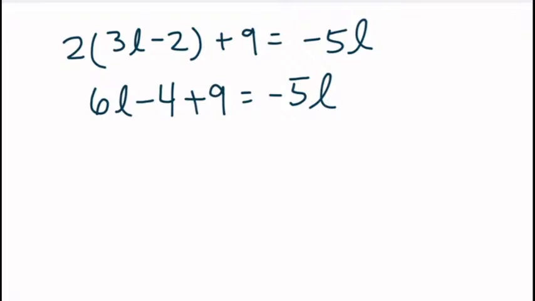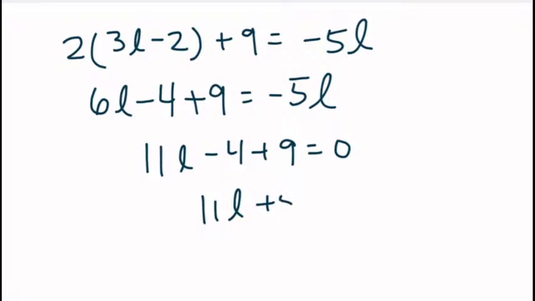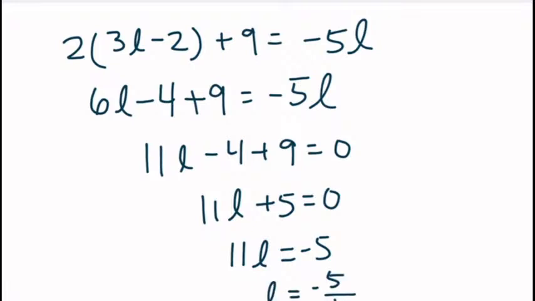Now we're going to move the negative 5l to the left side so that we don't have to work with negatives. So 6l plus 5l is equal to 11l. Then we have negative 4 plus 9. I'm going to combine like terms so we have fewer numbers to work with. Negative 4 plus 9, or 9 minus 4, is 5, so we get 11l plus 5 equals 0. Then move the 5 to the other side to get 11l equals negative 5. Divide by 11 to get l equals negative 5 over 11. This can't be simplified any further because 5 and 11 are both prime numbers.